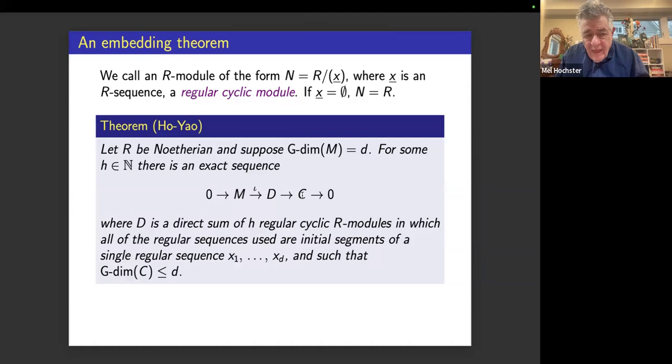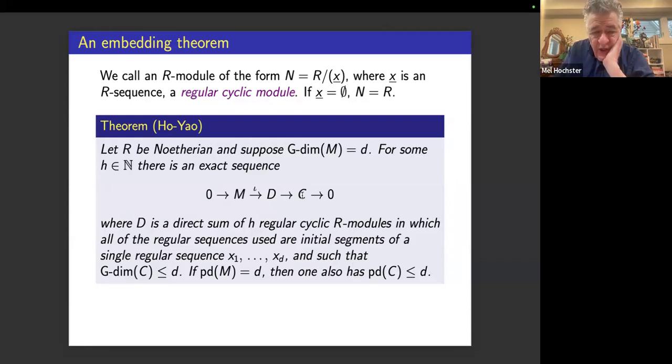And if you have finite projective dimension, you also have all the same. The original version of the theorem was for finite projective dimension, and then we generalized it to G dimension, because we originally were just conjecturing it for finite projective dimension.